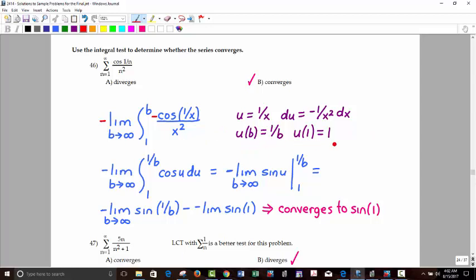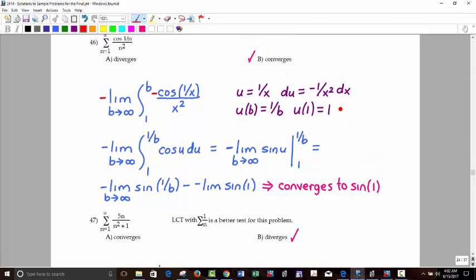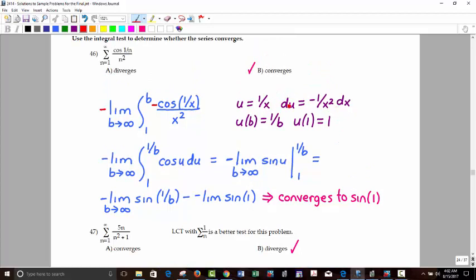Now I changed the limits of integration on this one. Most of the time I do. I think I did one where I didn't on the improper integrals, but 99% of the time I will do it. So we're going from 1 to b because we're replacing the infinity with b. You see we have the limit right here. So u of b will be 1 over b, and u at 1 is 1 over 1, of course, which is 1. So I'm going from 1 to 1 over b. And because of the du here being a negative, I have to adjust for that negative with the negative on the outside.